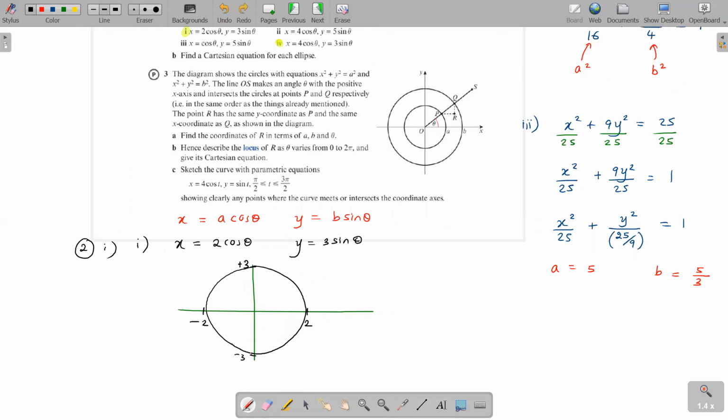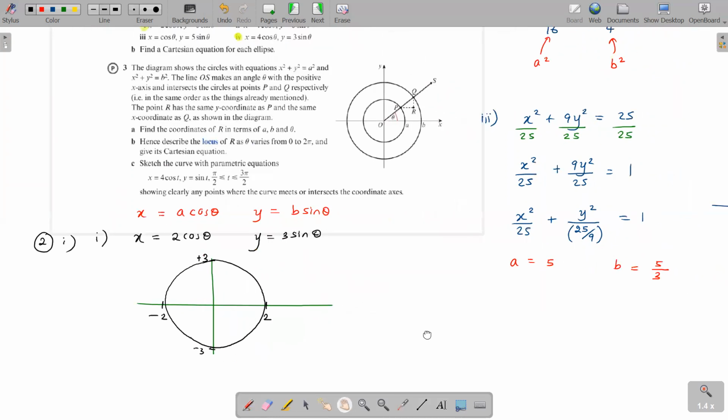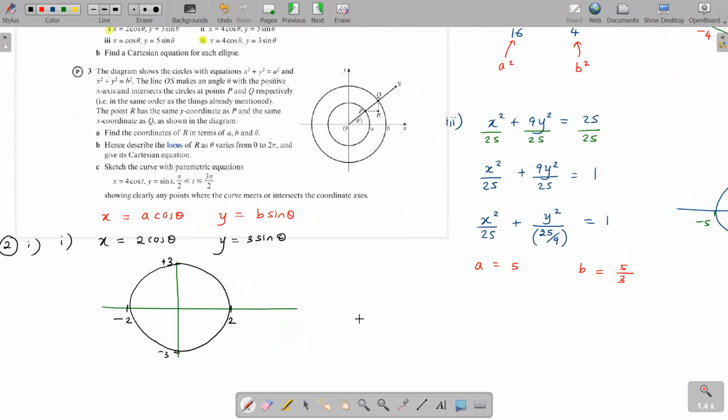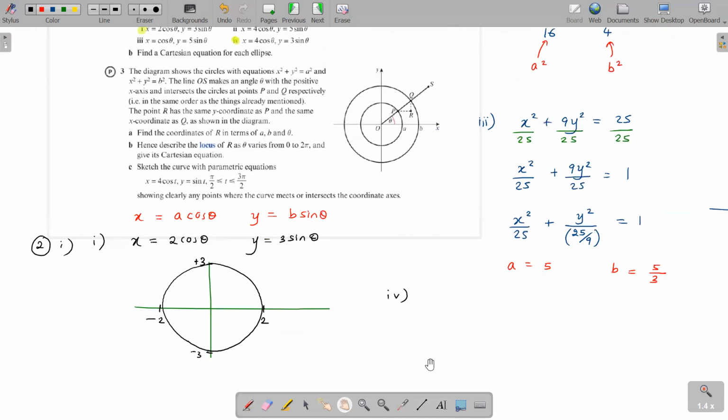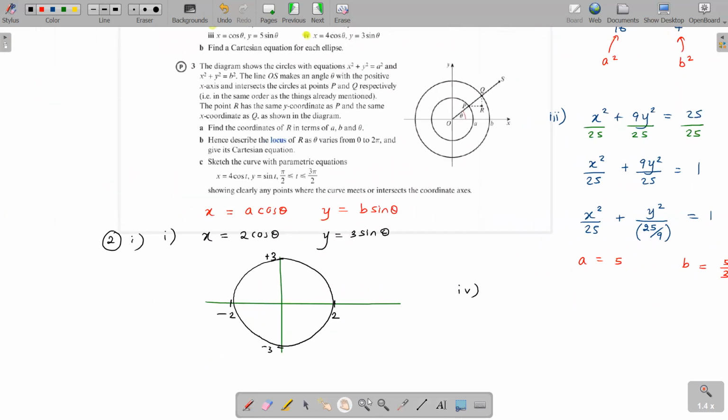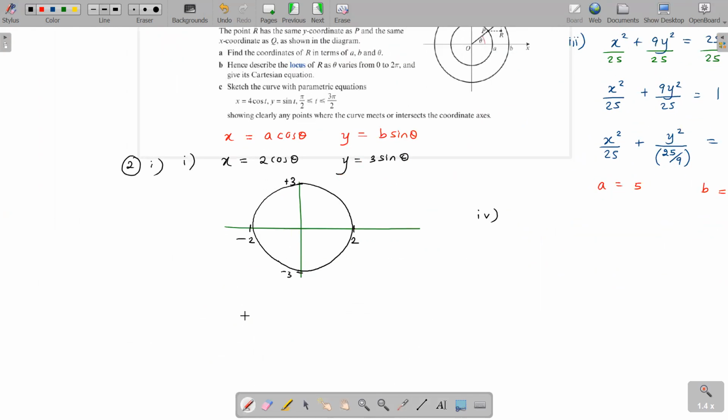Okay, then let's move to the next one. Roman number 2, that's also easy, right? And they want us to find the Cartesian equation for the ellipse as well, right? Before we move to part 4, shall we write the Cartesian equation? What's the Cartesian equation? x square over a square, which means a is 2, a square is 4, plus y square over b square. b is 3, b square is 9, equals 1. So this is the Cartesian equation.